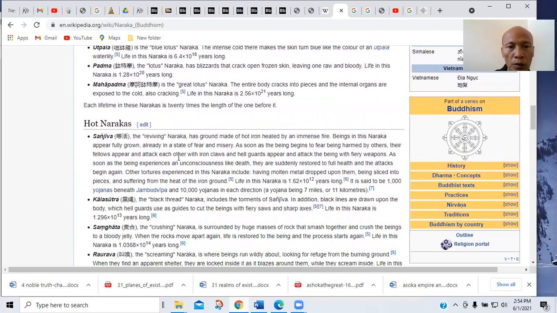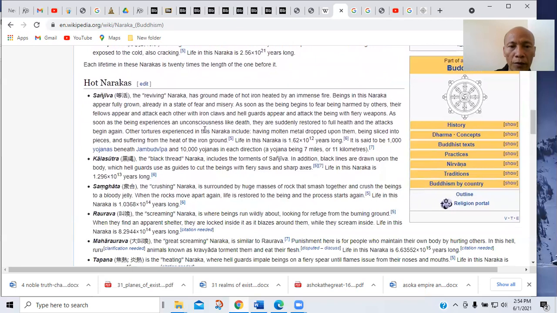The hot hells. The first one is reviving, where the hot iron hits them with intense fire. The beings in this hell are burned by this kind of hot iron.